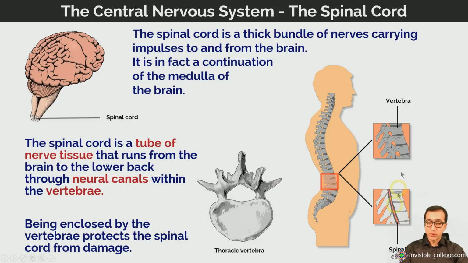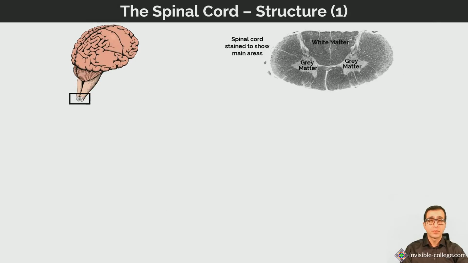So here we can see the spinal cord, and here we can see from the external view the individual vertebrae with the discs of cartilage between them here. And in the middle of this thoracic vertebra, like all vertebrae, there is a space through which the spinal cord runs, and this is called the neural canal.